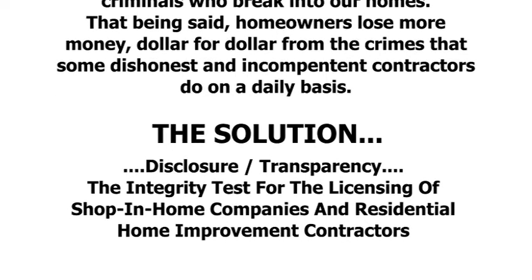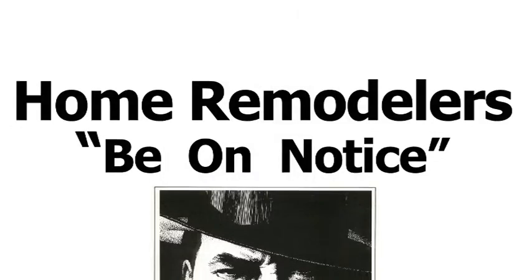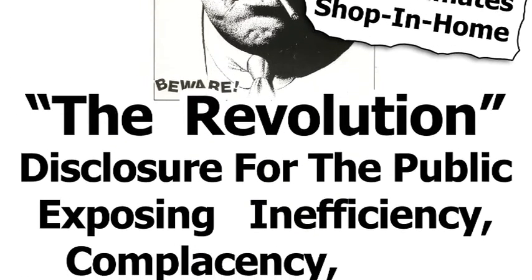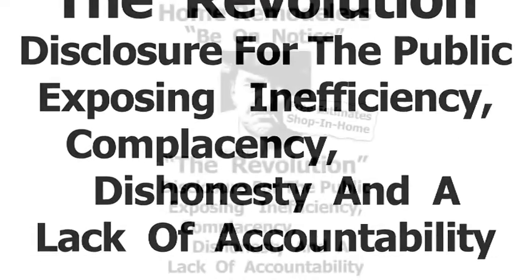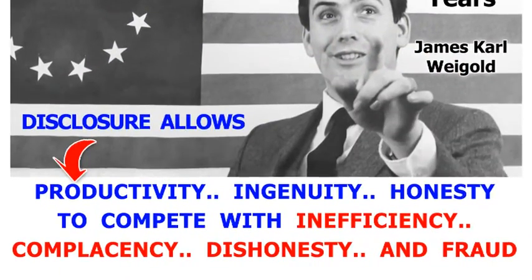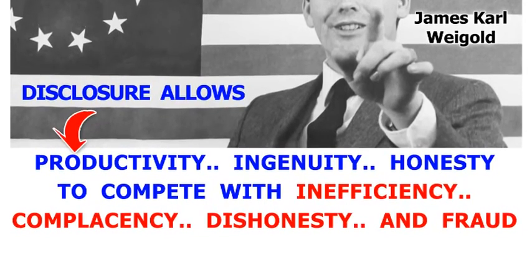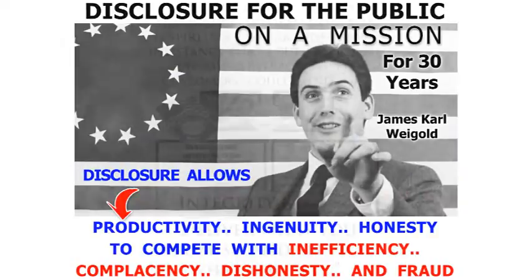The integrity test for the licensing of shop-at-home companies and residential contractors. Home remodelers, be on notice. Free estimates, shop at home. The revolution, exposing inefficiency, complacency, dishonesty, and a lack of accountability. Disclosure for the public. Disclosure allows productivity, ingenuity, and honesty to compete fairly with inefficiency, complacency, dishonesty, and fraud.